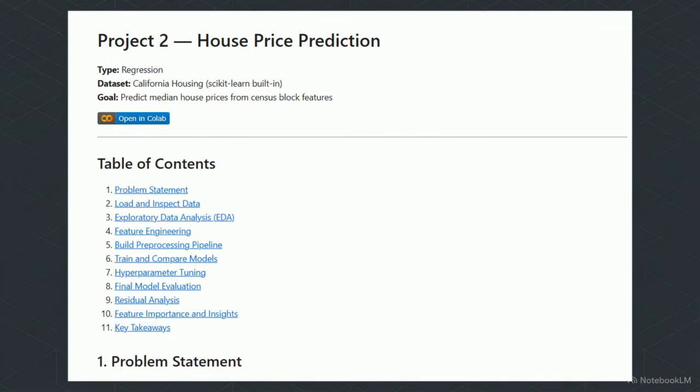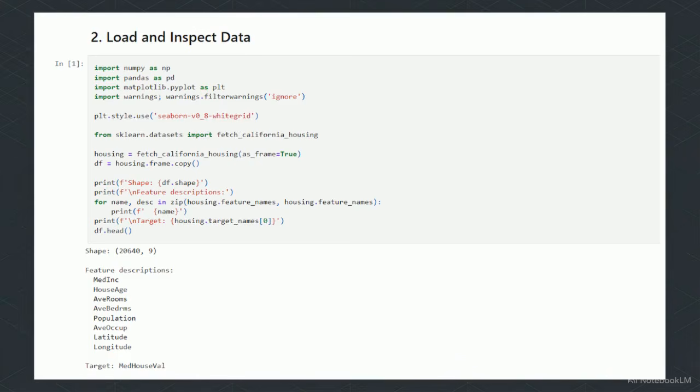The project walks you through the entire practical workflow. You start by loading and inspecting the raw data, and then move on to engineering predictive features, which means transforming the raw variables into formats that make it easier for your algorithm to find patterns.